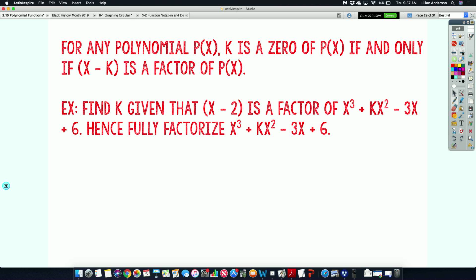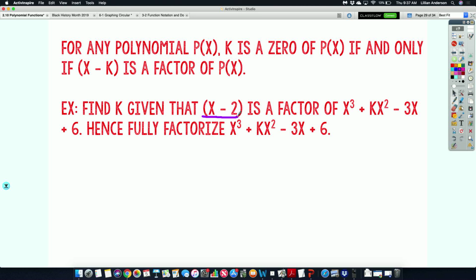In this example, you're asked to find k, given that x minus 2 is a factor of that polynomial. Since you already know that x minus 2 is a factor, you automatically know the remainder should equal 0. So you use that piece of information to help you find the value of k. Once you find the value of k, you're able to do the division to get the quadratic so that you can fully factor that polynomial.